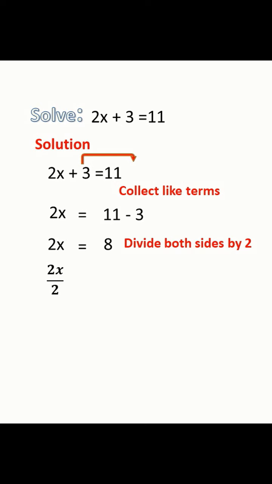So we have 2x divided by 2 is equal to, we divide the other side by 2 as well, 8 divided by 2. The 2s will cancel each other out, and 8 divided by 2 will give us 4. So our x is equal to 4.